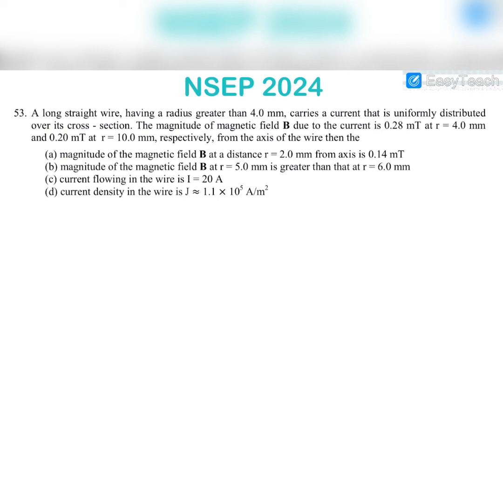We have to choose the correct options. First of all, let us write down the formula of magnetic field inside the wire. So it is mu naught J r by 2. This is B in, and B out will be mu naught J.